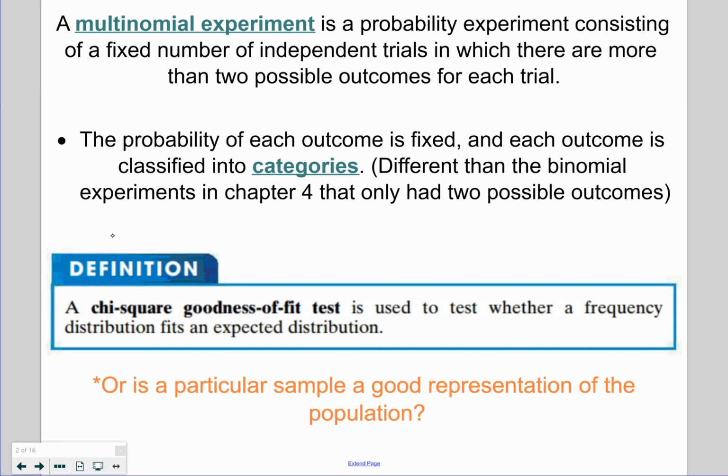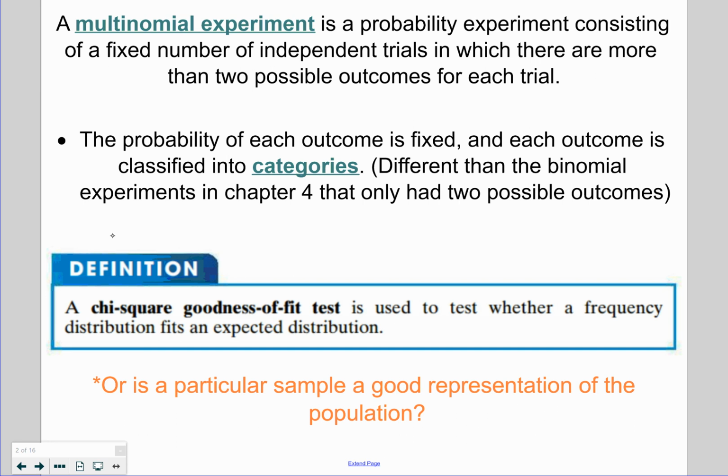Okay, so instead of two possible outcomes with a binomial experiment, we have more than two possible outcomes in a multinomial experiment. And those outcomes are going to be our categories. Categories might be colors or age groups or ways for something to happen, depending on what our survey or experiment is about. The chi-square goodness of fit test is used to determine whether a frequency distribution of our categories matches an expected distribution.